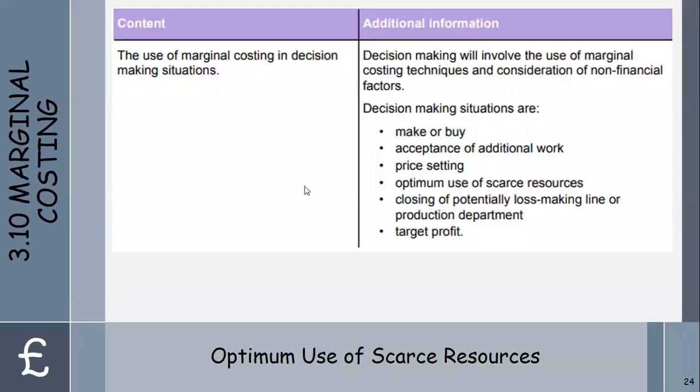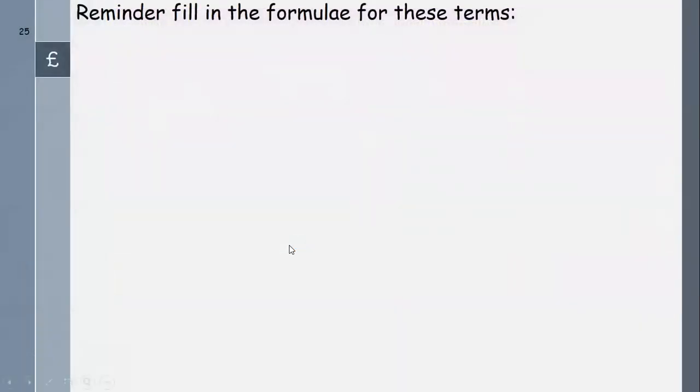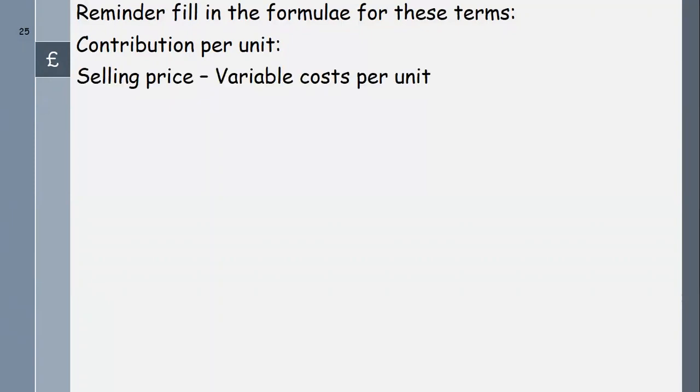Okay, the next decision-making scenario is the optimum use of scarce resources. So this just means that we have a limited amount of resources and we have to decide which products we prioritize. In order to do this, first of all, we need you to recall a couple of previous terms. The first one is contribution per unit. See if you can remember the formula for that: the selling price take away the variable costs per unit.